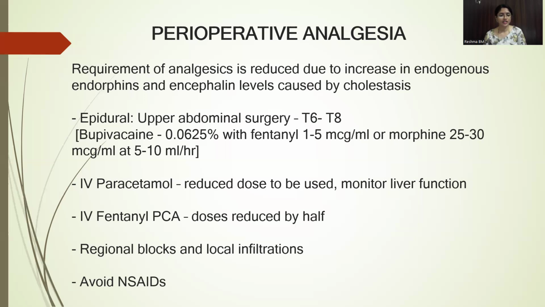IV paracetamol can be used at reduced doses and liver function should be monitored. IV fentanyl patient-controlled analgesia can be used. The doses should be reduced to half. It can be used in compensated liver diseases. Regional blocks like intercostal nerve blocks, TAP blocks, and paravertebral blocks can be used along with local infiltration. NSAIDs are generally avoided as they have a risk of GI bleed, platelet dysfunction, and nephrotoxicity.